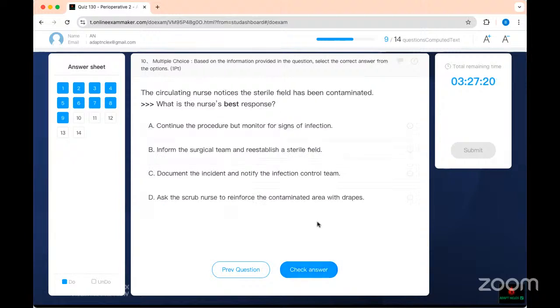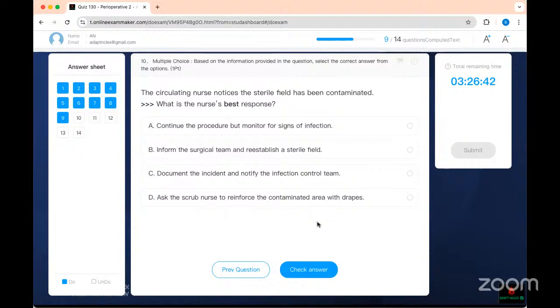And the last one, last question, then you guys have a day. What is the next best response? A circulating nurse noticed the sterile field has been contaminated. I told you the perioperative care is three phases: preoperative, intraoperative, and postoperative. Intraoperative, your job is to ensure there's asepsis, positioning, prevent complication, and monitoring for complication. You saw that the sterile field has been contaminated. That means breaking asepsis. You got to make sure you intervene. Otherwise, there will be sepsis.